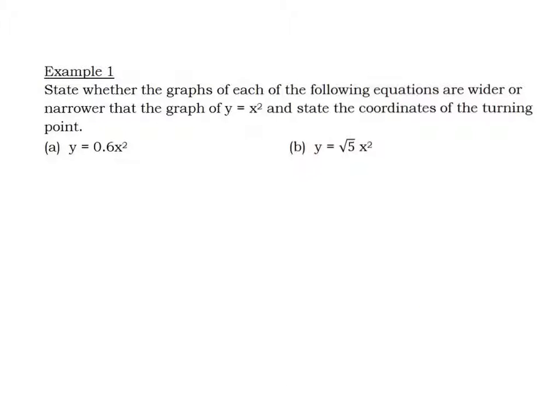Example 1. State whether the graphs of each of the following equations are wider or narrower than the graph of y equals x squared, and state the coordinates of the turning point. So the first one, it's got 0.6 in front of the x squared, so hopefully you remember that that makes it wider. If that a term is between 0 and 1, it's wider. And the turning point hasn't moved, because dilation doesn't move it, it just changes how wide it is. So the turning point is still 0, 0, like our basic graph.